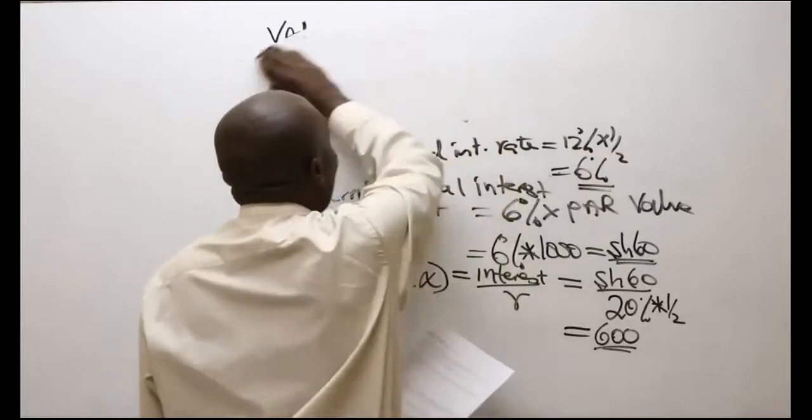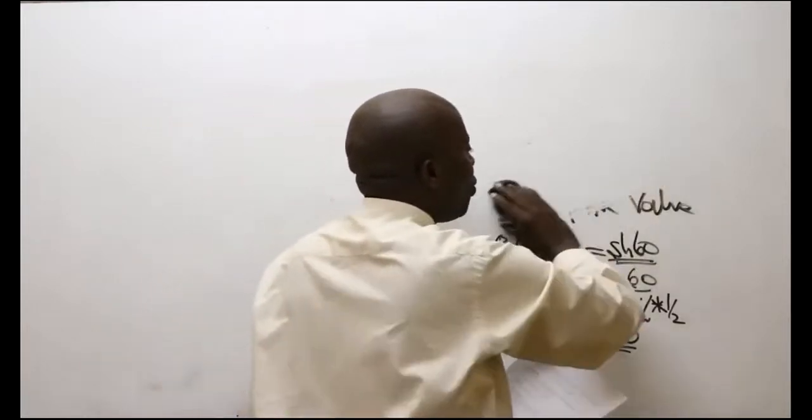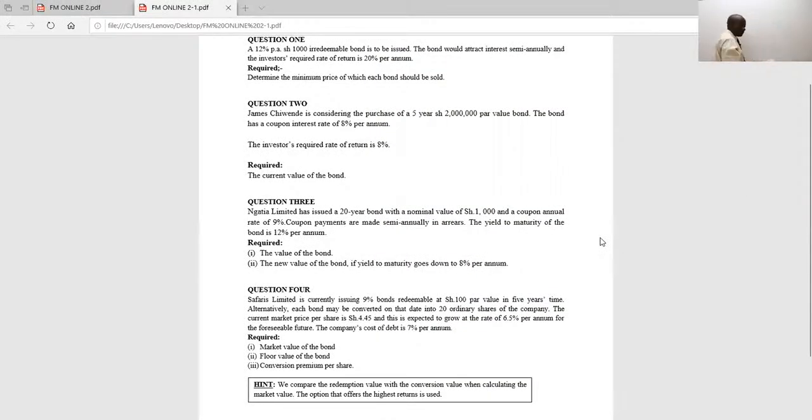Allow me to go to question number 2. For question number 2, we have James Chiwende. James Chiwende is considering the purchase of a 5-year shillings 2 million par value bond. The bond has a coupon interest rate of 8% per annum. The investor's required rate of return is 8%. They want us to give them the current value of the bond.